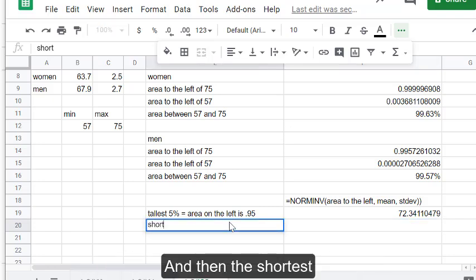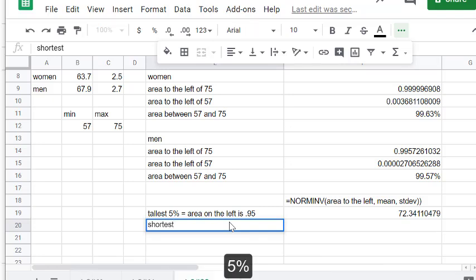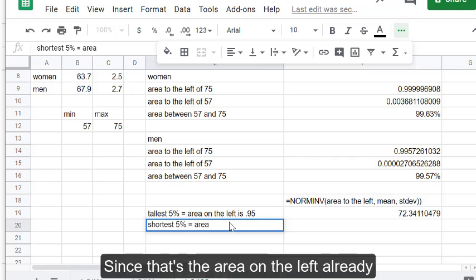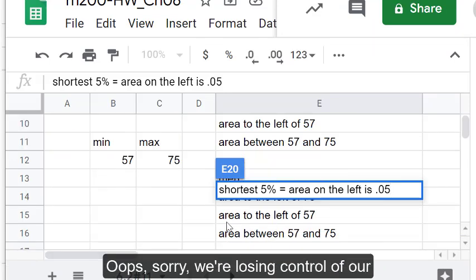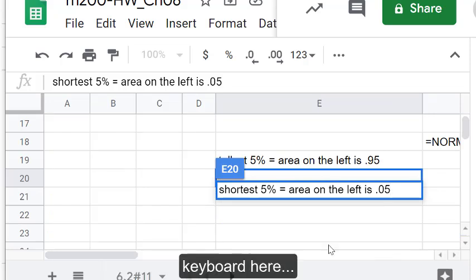And then the shortest 5%. Since that's the area on the left already, then that's what we're going to input in our normal 5%. Oops, sorry, we're losing control of our keyboard here.